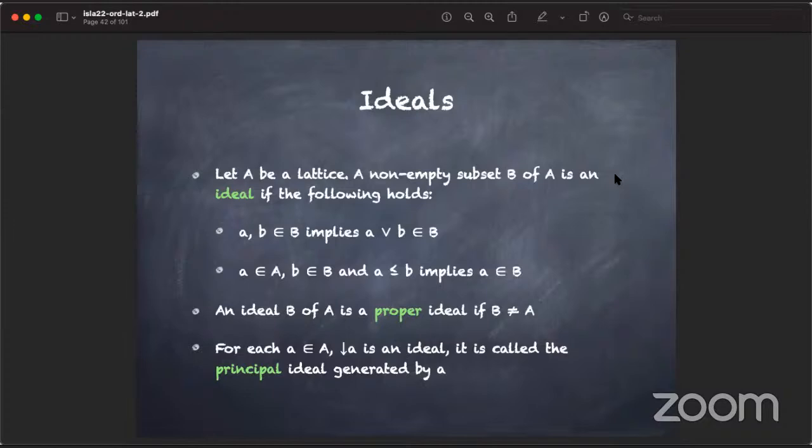Are you with me here? What is the downset? The set of all elements which are less than or equal to a. So that is the downset. You can check that all these conditions would be satisfied there. Is this clear, that the downset forms an ideal? Great. Okay.